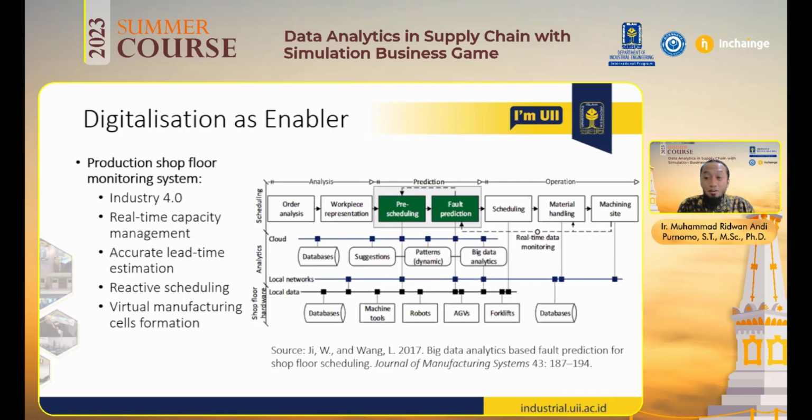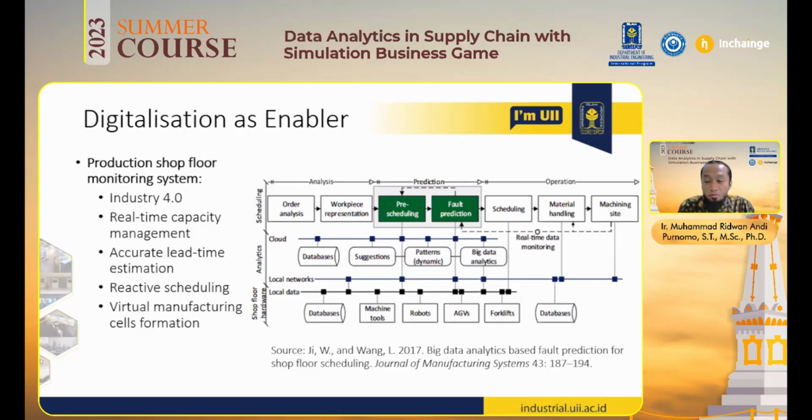It means that we can try to install some sensors on our machines in order to control the condition of the machine and so on. Here I have a diagram I took from this source. If we can install some sensors on our production shop floor, then after that we can see the condition of the production shop floor in real time.